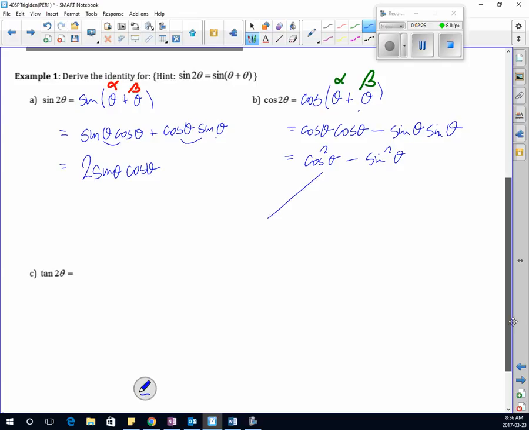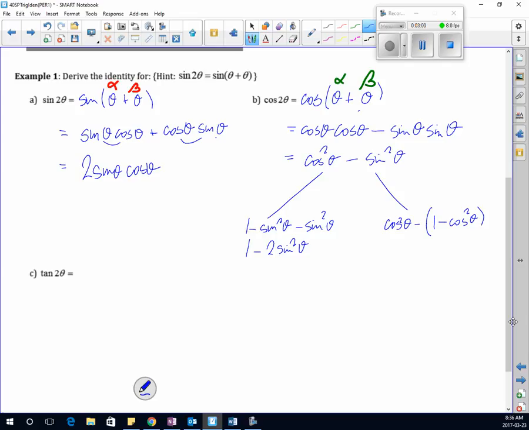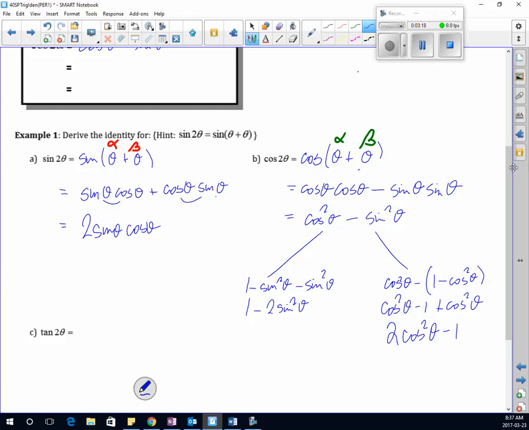I can actually replace this and get two different formulas. So if I replace cos squared theta with 1 minus sine squared theta, and then I still have the minus sine squared theta, do you see I'm getting 1 minus 2 sine squared theta as a new formula? And if I replace sine squared theta, so I'm going to write cos squared theta, subtract bracket. I'm going to replace sine squared theta with 1 minus cos squared theta. So watch the bracket here with the minus. So we get cos squared theta minus 1 plus cos squared theta, which means it's 2 cos squared theta minus 1. So that's my other formulas I'm going to add into there. So 1 minus 2 sine squared, I guess it's alpha, and 2 cos squared alpha minus 1.